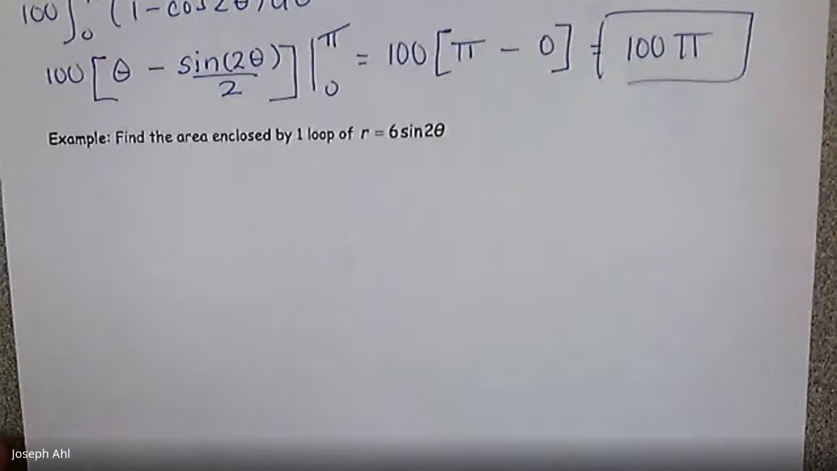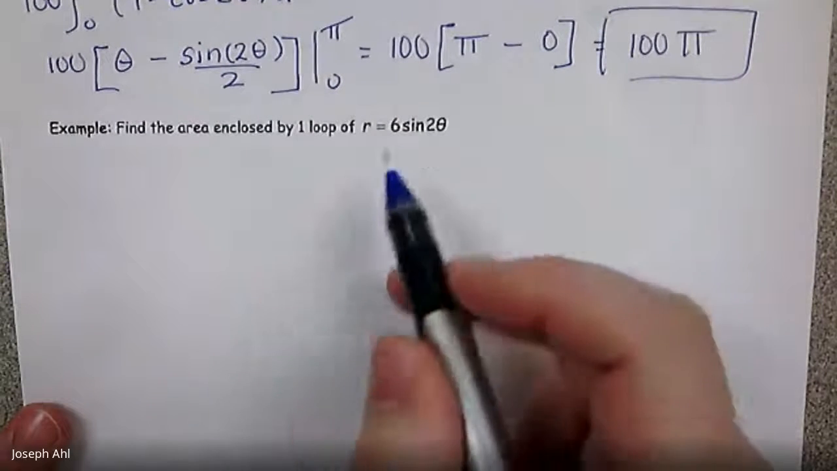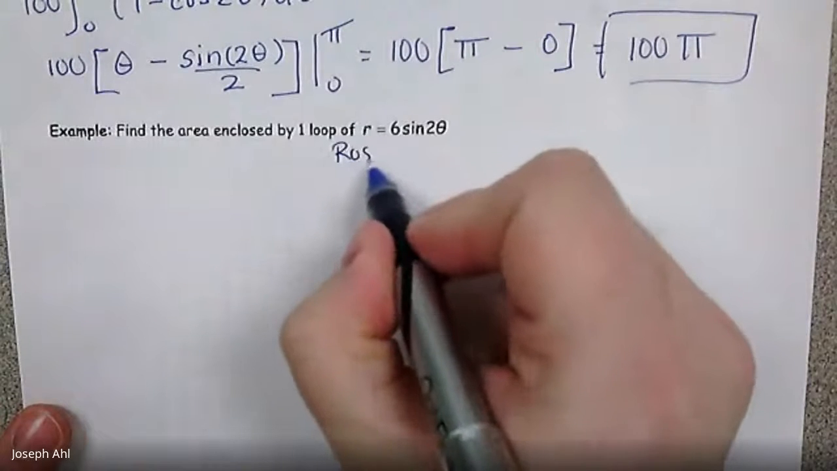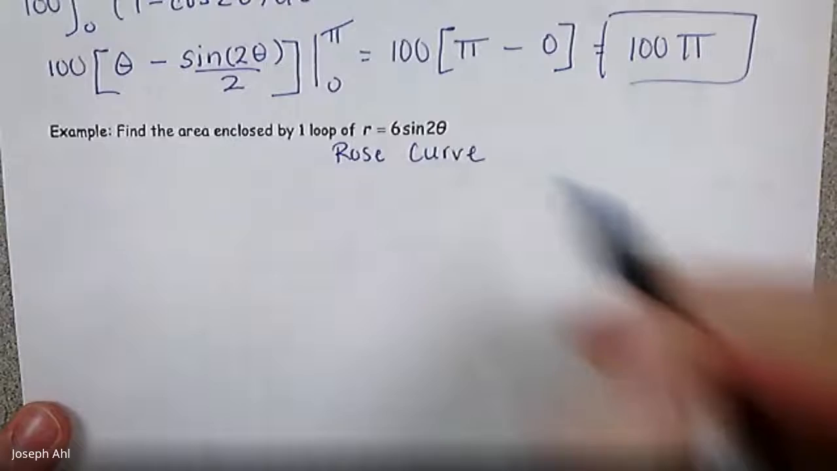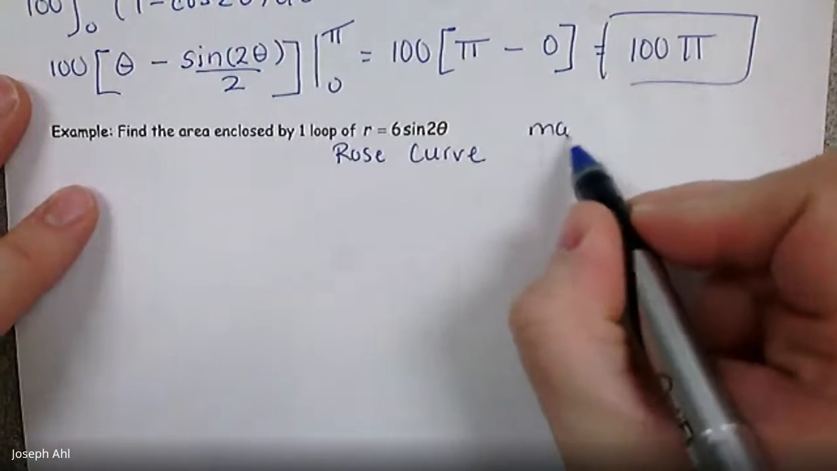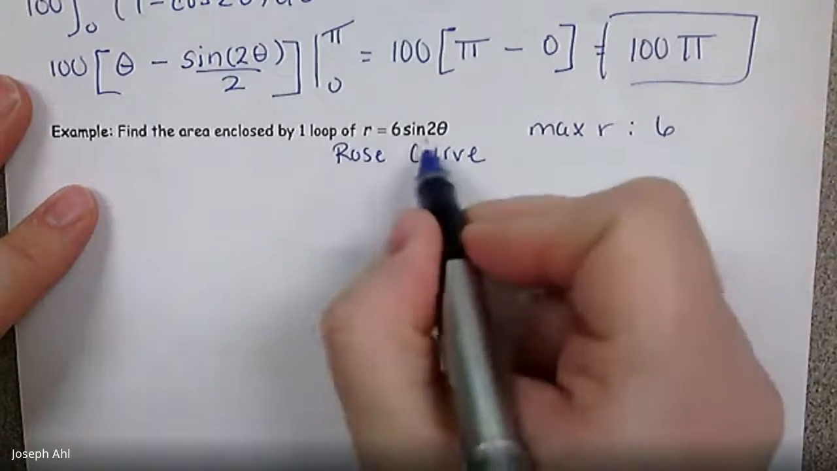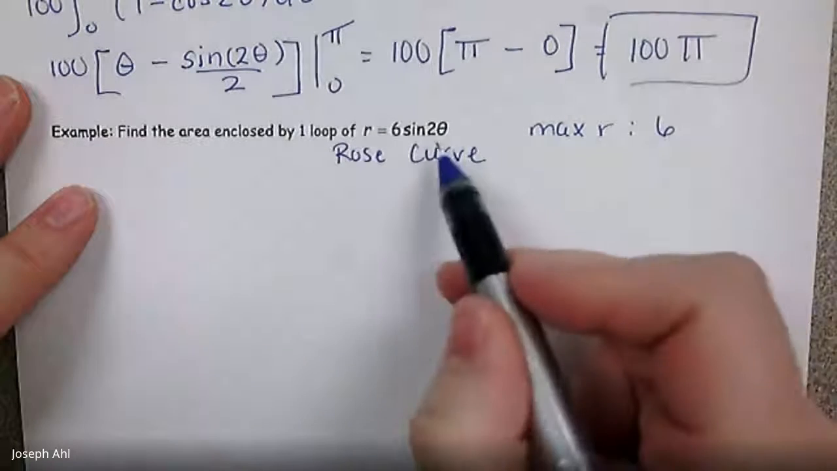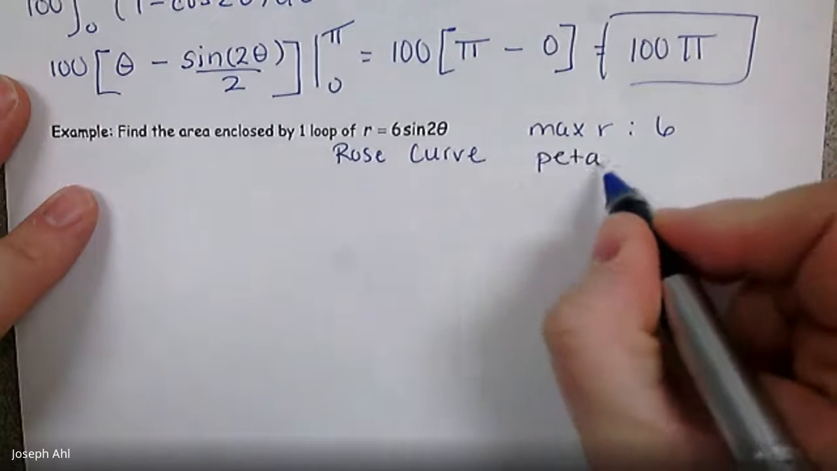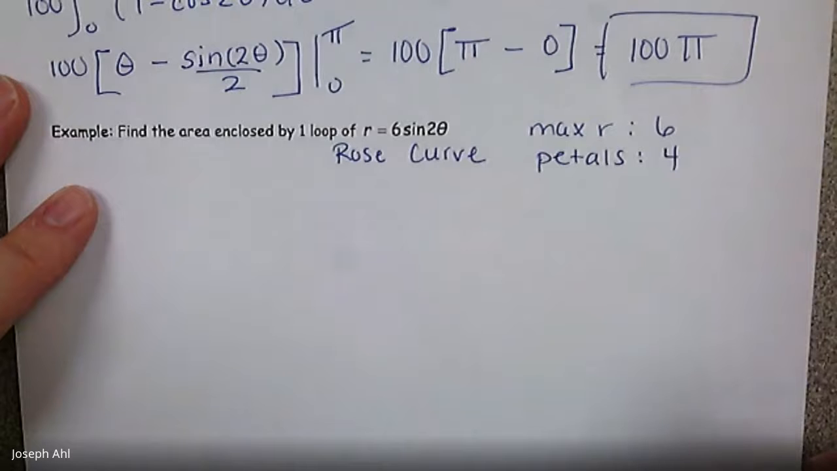So do we remember what this looks like? I hope so. Something of the form a sine b theta or a cos b theta is called a Rose curve. And what do I know about this Rose curve? Well, I know that the max petal length, the max r value, is going to be the value of 6. And then if the frequency is 2 theta, the number of petals of the Rose curve is 4.